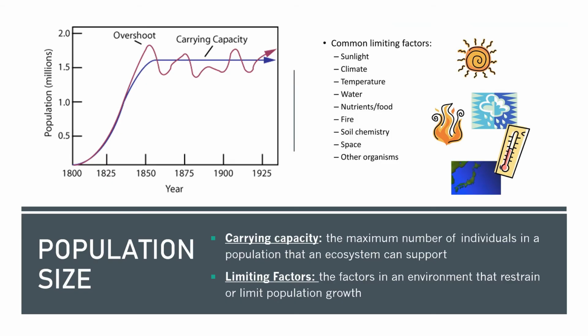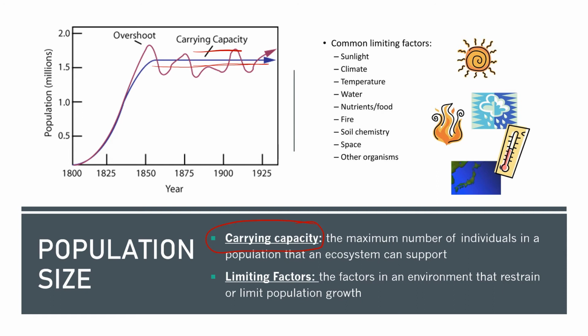All right, so population size. We have something called carrying capacity. This is the maximum number of individuals in a population that an ecosystem can support. So if you look at this graph, this blue line here is the carrying capacity. This ecosystem can only support 1.5 million individuals in this species, right?